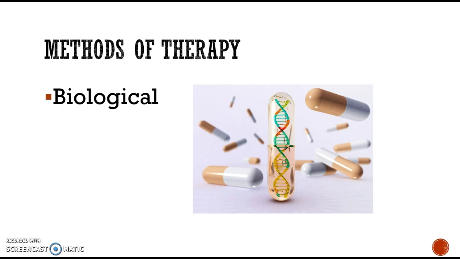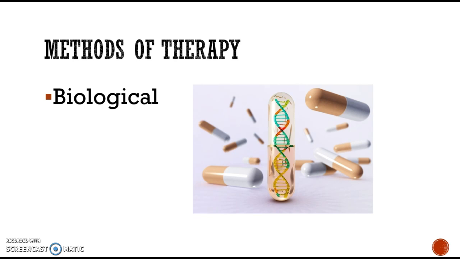RTMS is repetitive transcranial magnetic stimulation. We use RTMS to treat depression. ECT, electroconvulsive therapy, and shock therapy are not used as much today, but they are used for severe cases of depression and schizophrenia. And psychosurgery as well. We don't really use this very much anymore. They used to use it a lot more, like in the 1950s, performing lobotomies. But that still is biological therapy.